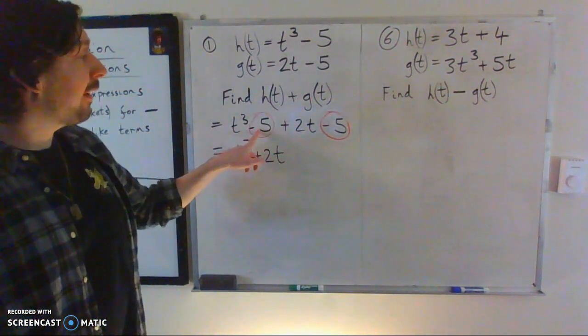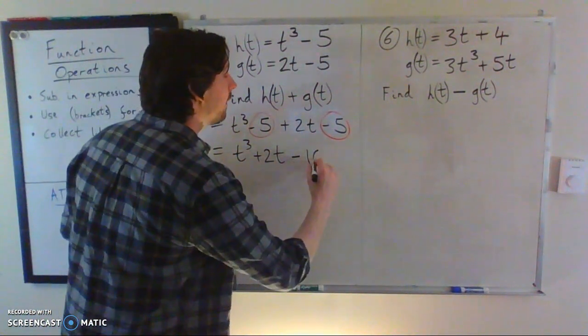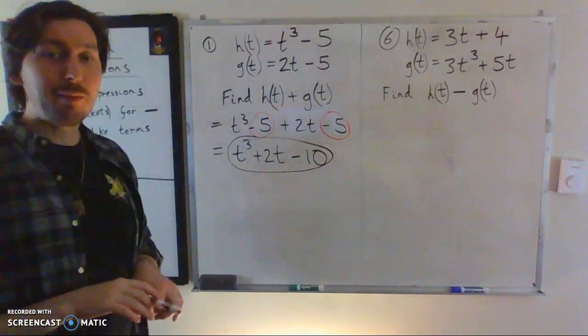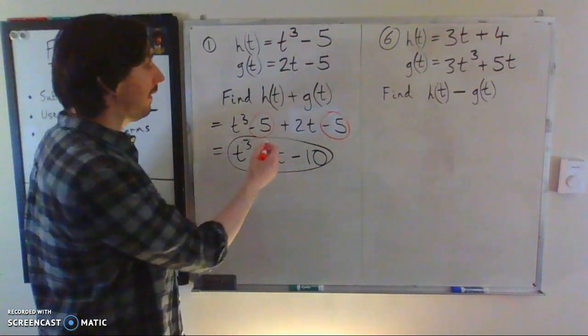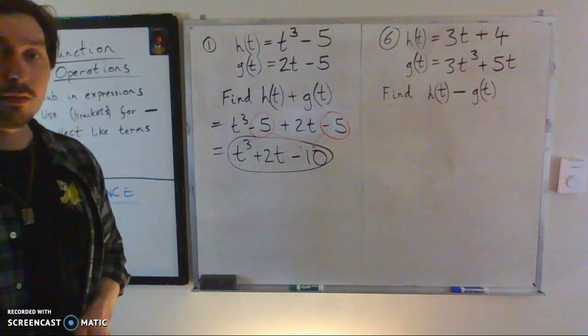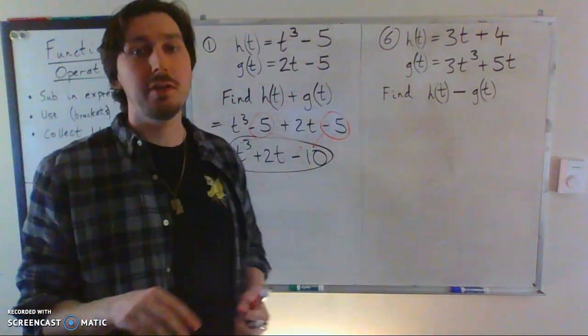And now negative 5 take away 5 is negative 10, alright? And that's actually my answer. So all that's happened here after I've subbed them in is these two have combined to give me this. Let's move on to number 6, way down your sheet.